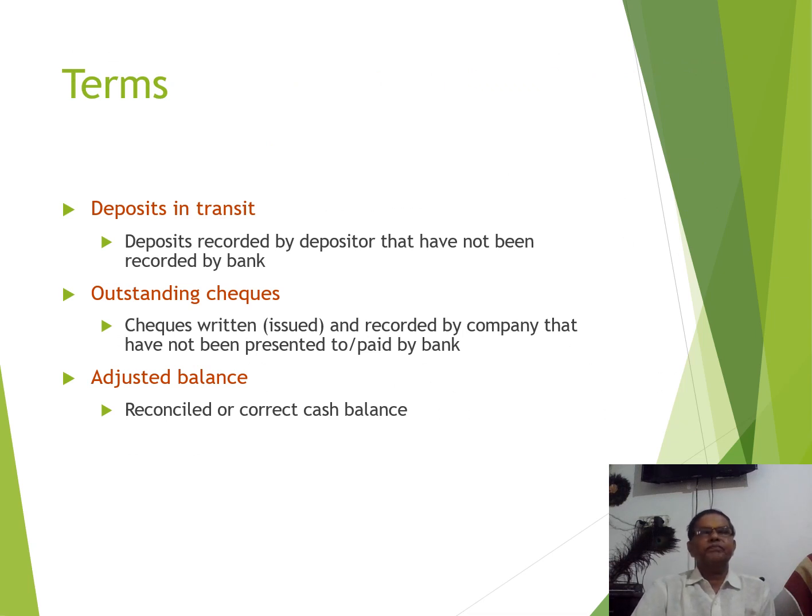So here, there are other terms which are very important in accounting. Deposit in transit: deposit recorded by depositor that has not been recorded by bank. Outstanding checks: checks written, issued and recorded by company that have not been presented to the bank. And adjusted balance: reconciled or correct balance. These are the various terms we are using in case of bank reconciliation.